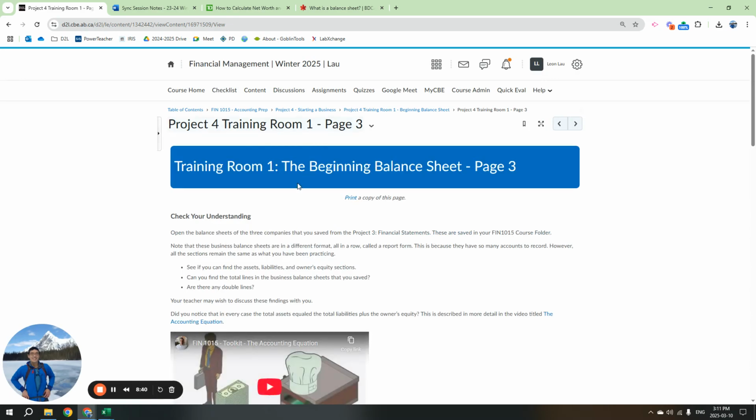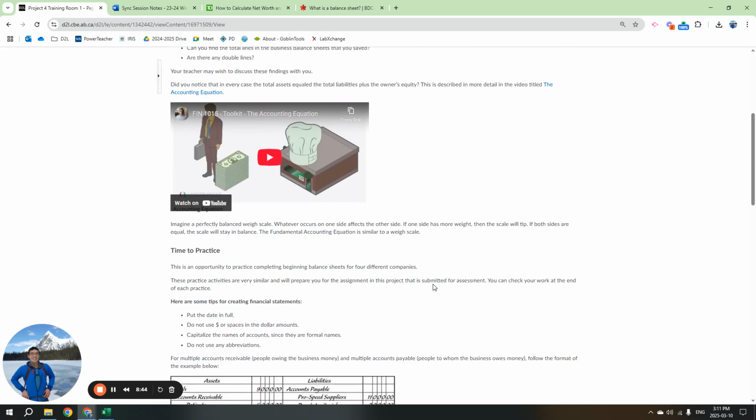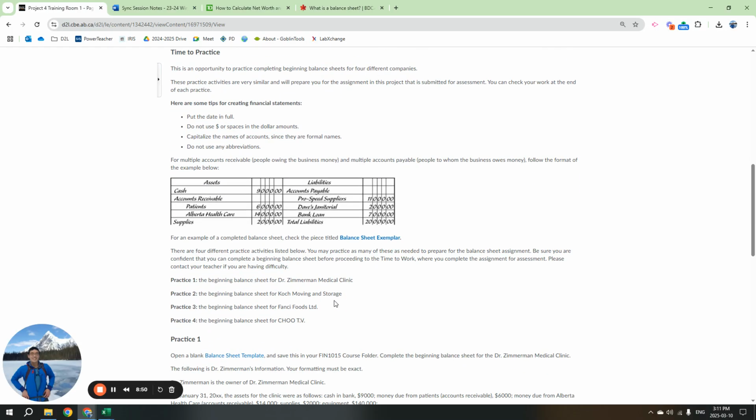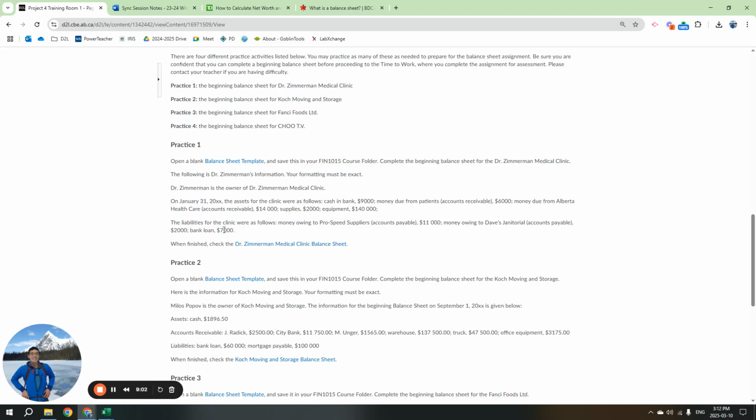So that was page 2. Page 3 now is often what's called time to practice. You have some information here where you practice. Okay, so in this case, practice 1. You open the balance sheet, and this is for Dr. Simmons, and then your formatting should be correct. And here's some examples for you. All right, so let's work through those examples together.